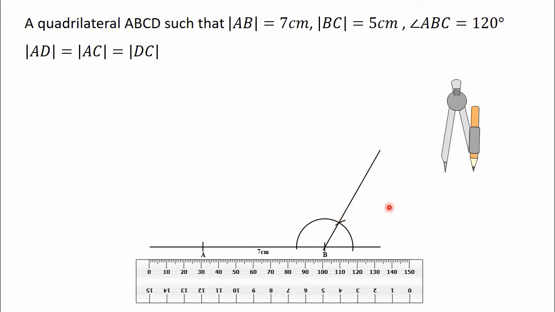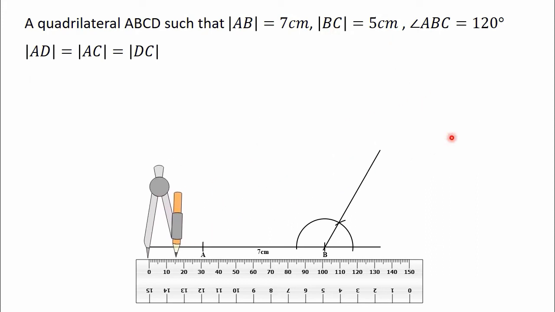So we will draw a straight line to join the point of intersection of the arc and the semicircle to point B to get our 120 degrees angle. The question tells us that the length of the side BC is 5 centimeters. So you measure 5 centimeters on the ruler using your compass. You put the needle of the compass on point 0, then you stretch the other side to 5 centimeters, which will be 50 millimeters on my ruler.